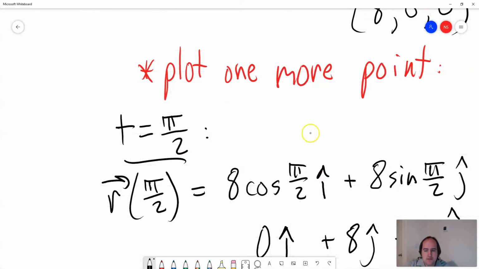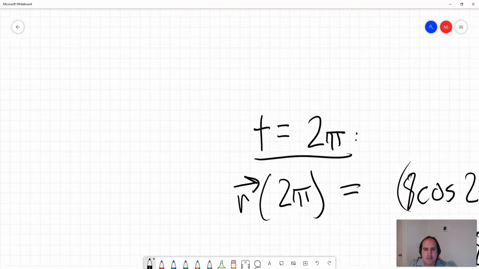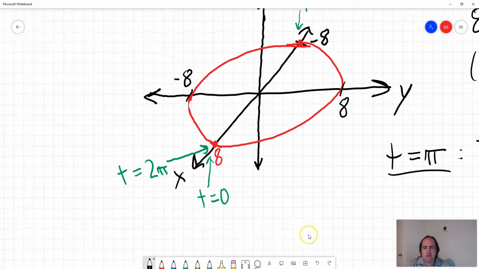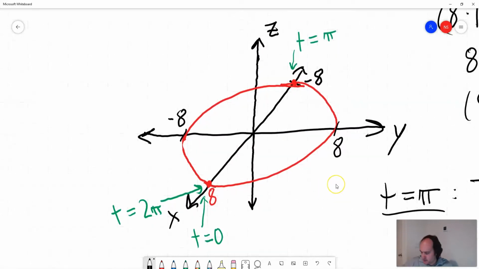Okay, so once again, our point is 0, 8, 0. And that's where t equals pi over 2. And that's exactly where I expected it to be. And hopefully that makes sense to you because of the way the unit circle works. So 0, 8, 0 is right here on the positive y-axis. And that's where we are in our vector graph when t equals pi over 2.